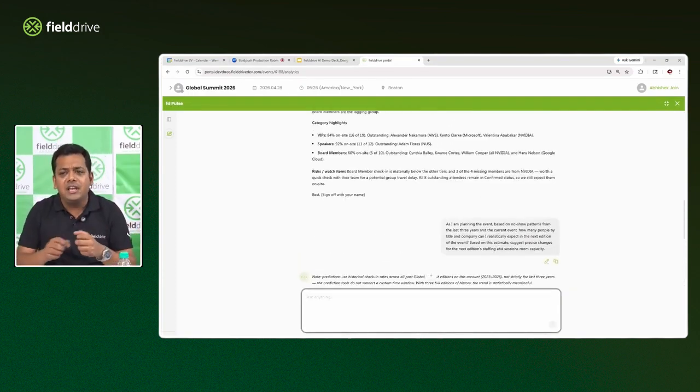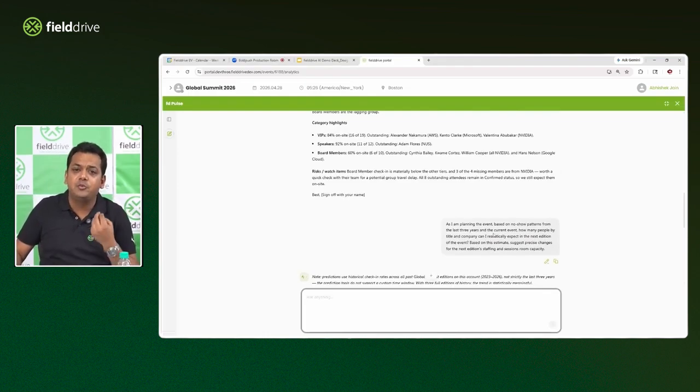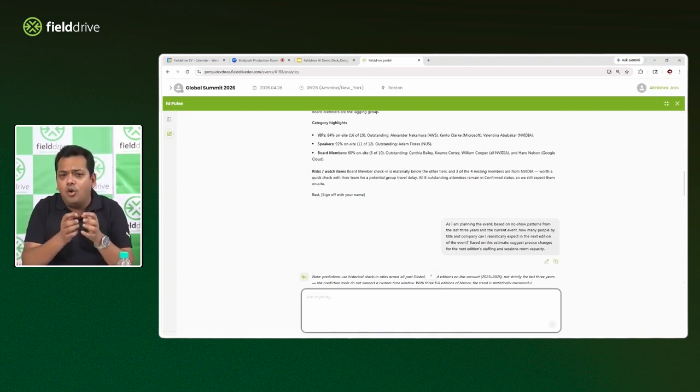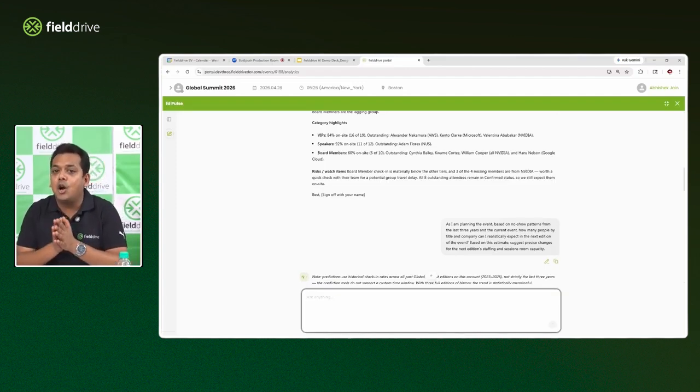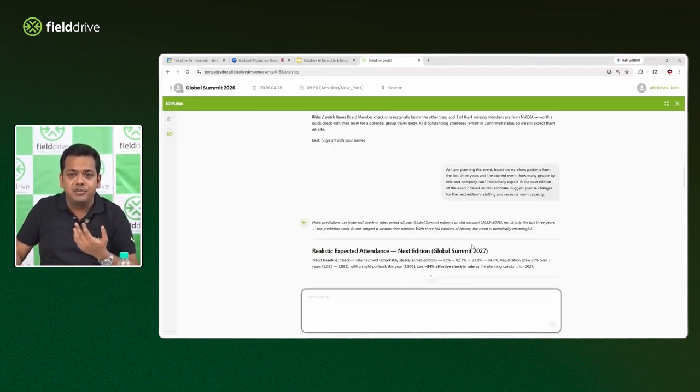And most importantly, I want to know that by different vectors, by company type, by industry type, by the kind of titles who can come, and how I can use all of these different data points to leverage and understand how I can plan better. Obviously a pretty important question, but let's see what the response really looks like.